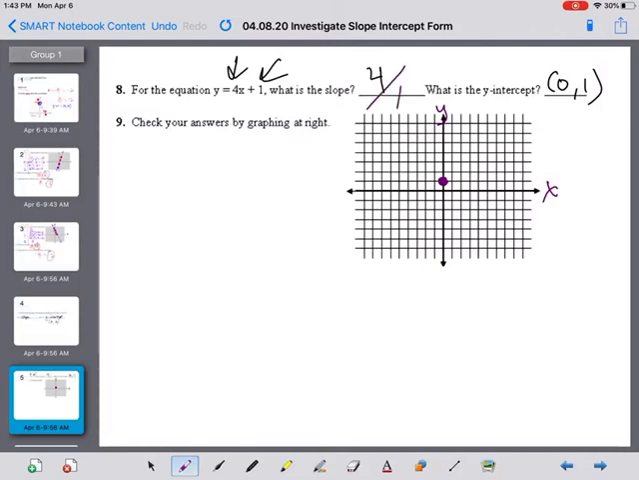And now the slope is 4, or 4 over 1. So now if the slope is 4 over 1, that means you're going up 4 for every 1 that you go to the right.